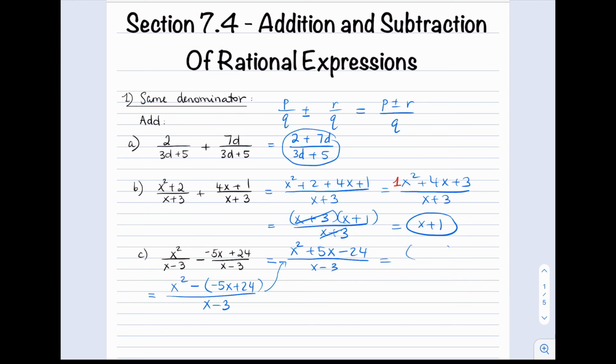Let's try to factor this. I see that the coefficient of the x squared term is just 1, so I can just put x in each quantity here and find two numbers such that when you multiply, it'll give you negative 24 and add to get 5. So maybe 8 and 3, and looks like it will be positive 8 and negative 3. And then over x minus 3. x minus 3 cancel. That will give us x plus 8 as the answer here.